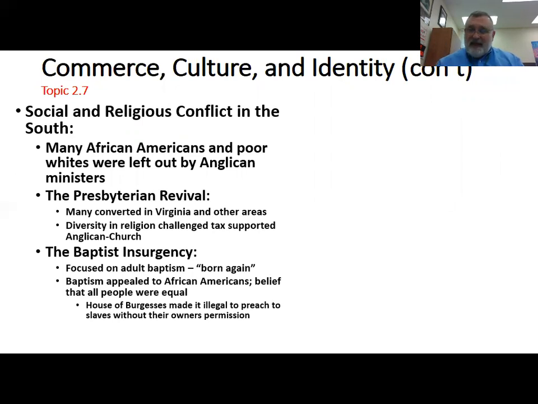They really didn't like the Church of England in many places, and they didn't like the fact they had to pay taxes to the Church of England, and that led to conflict. And so the concept of religious diversity in this country, the idea of separation of church and state, really has its roots in all these things going on within the Great Awakening. So the Enlightenment and the Great Awakening are two events that really shaped colonial culture and identity.